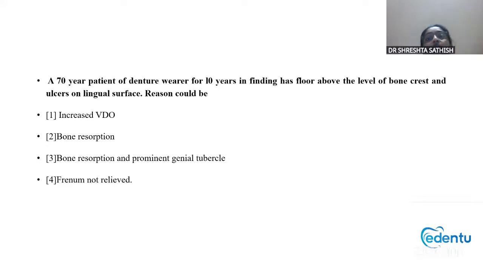If the question was only the floor above the level of the bone crust, the answer could easily be bone resorption. But since the mention of ulcers on the lingual surface can actually show it could be a bone resorption and prominent genial tubercle. As your bone resorbs more, you have a more prominent genial tubercle. Now that is a cause that will impinge on your denture and cause an ulceration there.